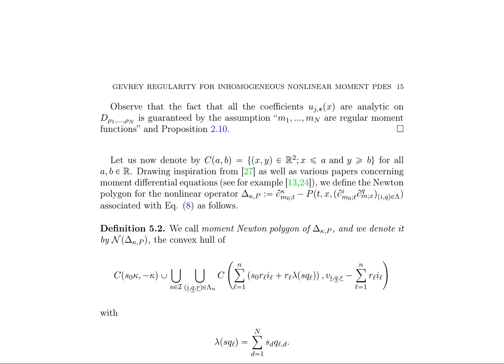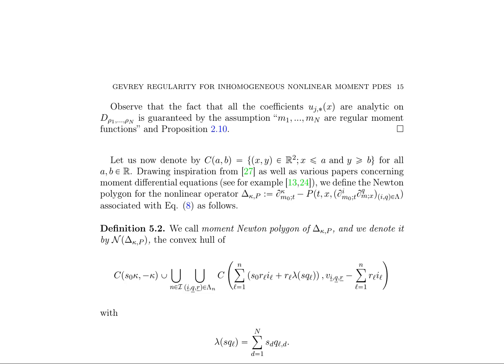The paper discusses the Gevrey regularity for inhomogeneous nonlinear moment partial differential equations, PDEs, focusing on the moment-Newton polygon associated with these equations. It begins by defining the moment-Newton polygon as the convex hull of a set of points, each representing a term in the PDE. The geometric structure of this polygon is determined by the sets S and S_n, which are defined based on the moment functions and their properties.